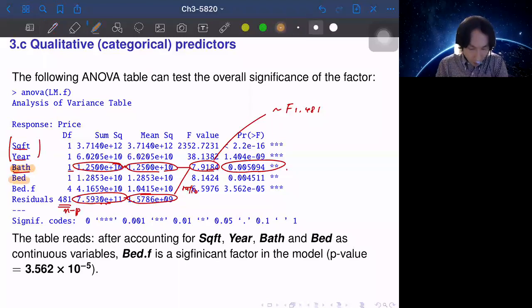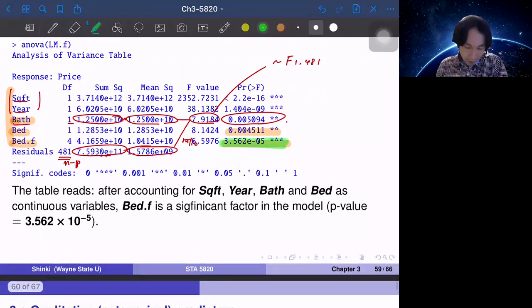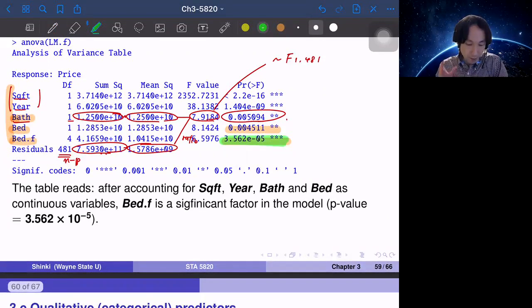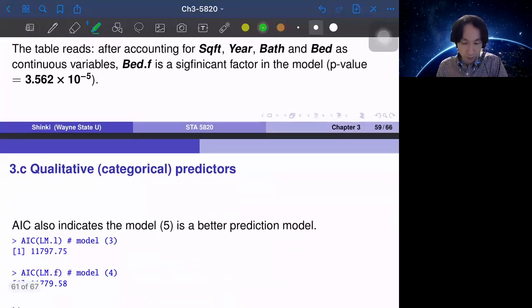And if we add the number of bedrooms as a quantitative variable, still it has a positive impact. And bed as a factor variable, still has impact. So all variables are significant predictors here. So here we can clearly see if we think about the number of bedrooms as a factor variable, that means we assume a nonlinear relationship between price and the number of bedrooms, it is helpful to improve the model.